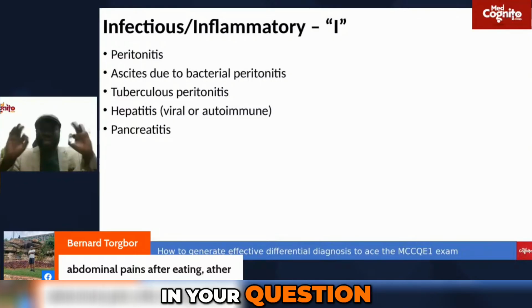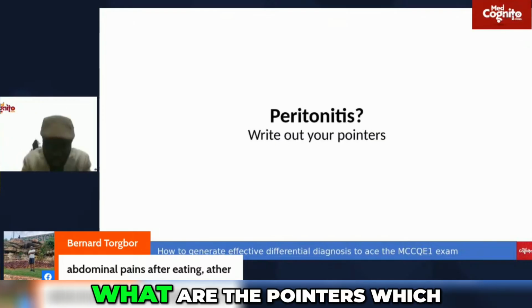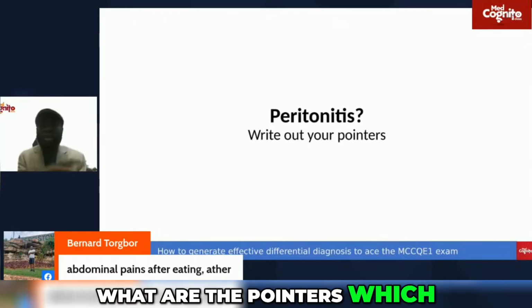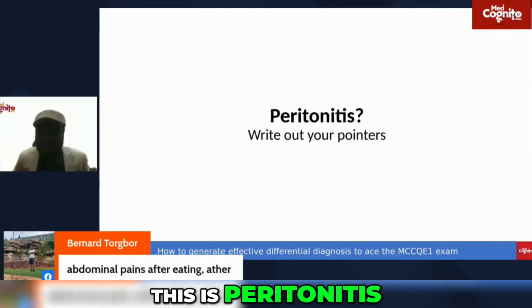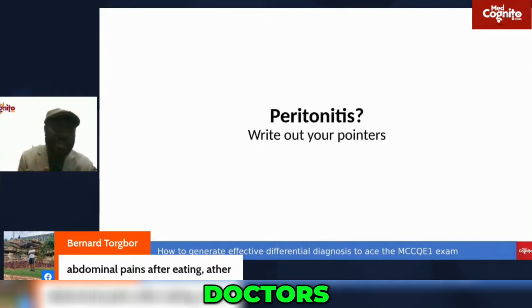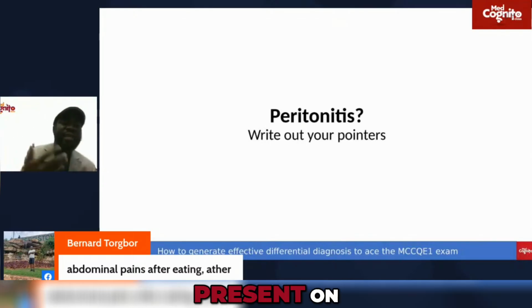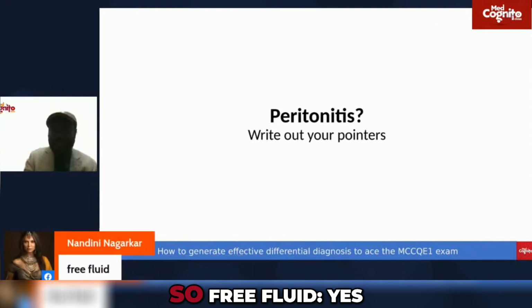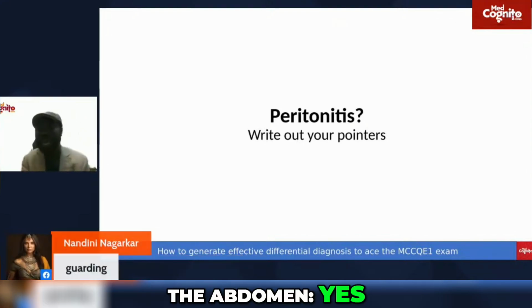What in your question stem will cause you to think about peritonitis? What are the pointers which, as soon as you see this, that, and that, should cause you to think, okay, this is peritonitis? How will the patient present on history? How will the patient present on physical exam? So free fluid, yes. Rigidity on examination of the abdomen, yes.